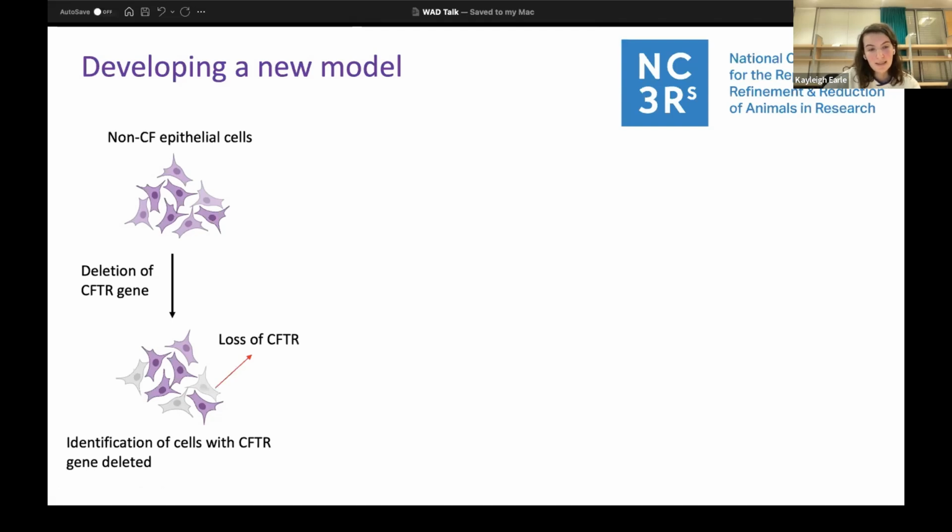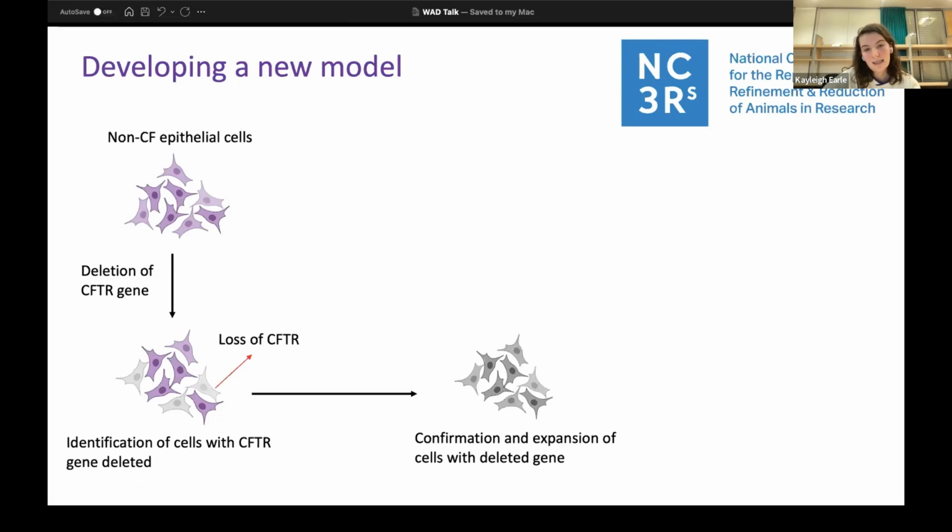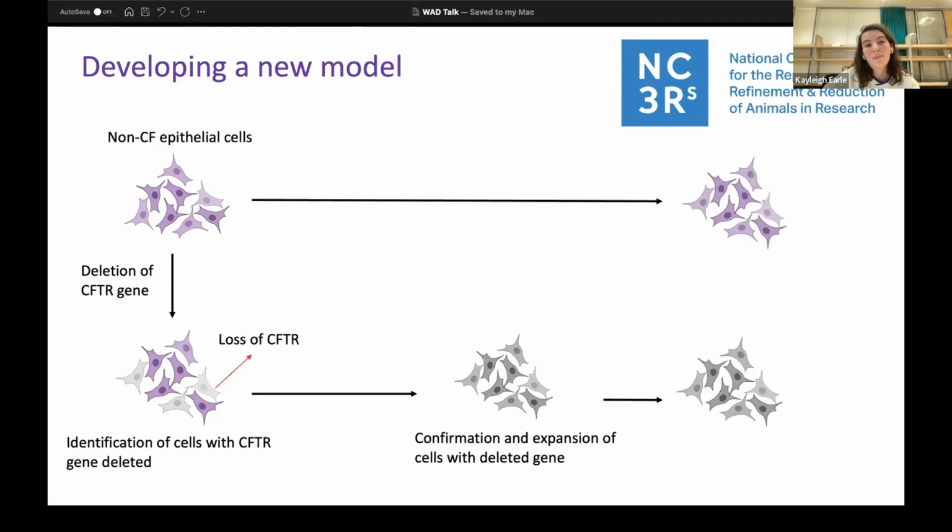We then identified these cells that had the CFTR gene deleted, and collected them all together and grew them up. So we now have a group of cells that essentially all have cystic fibrosis. And from that, then we've created what's known as an isogenic pair. So we have the non-CF cells and then the CF cells, and they are essentially exactly the same apart from the loss of the CFTR gene. So that reduces all of the genetic variability, and allows us to have a really good comparison between the non-CF cells and the cystic fibrosis ones.